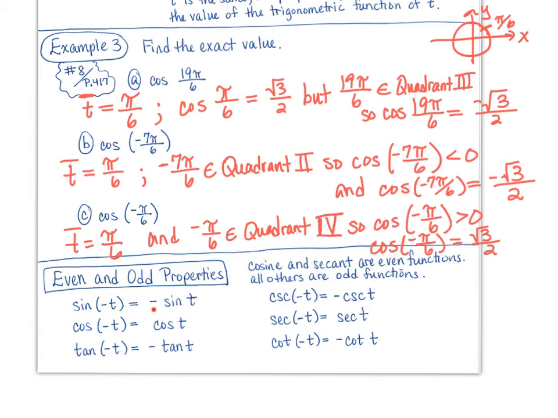Okay? Now, here, what does it mean? Sine of negative t is equal to negative sine of t. Cosine of negative t is equal to cosine of t. So when you have cosine of a negative angle, you just get that cosine value back. So that's even. Tangent of negative t is negative tangent of t. Cosecant of negative t is negative cosecant of t. Secant of negative t is equal to secant of t. Cotangent of negative t is equal to negative cotangent of t. Notice that all of the ones that are odd have the opposite of the original trigonometric function. Okay? All right.